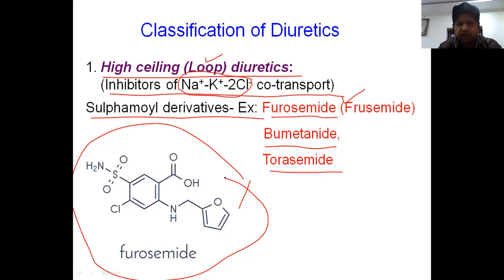All the drugs block the sodium potassium chloride co-transport system, and thereby prevent the reabsorption of sodium and chloride along with water, increasing the excretion of sodium and water. Drugs available are furosemide, with the brand name Lasix, so Lasix is nothing but furosemide, then bumetanide and torasemide.